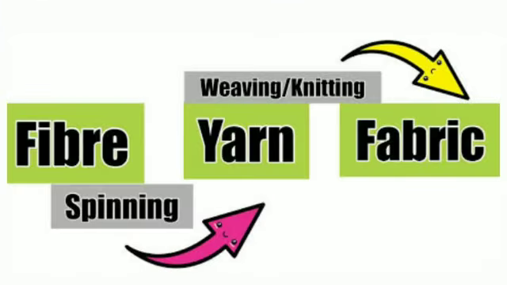Now let's discuss the steps of making clothes. The very first step is getting the fibers either from the plant or animal, or we can obtain them from the laboratories, that are the synthetic fibers. The fibers are then converted into yarn by the process called spinning. Then the yarn is further converted into the fabric with the help of a process called weaving or knitting.